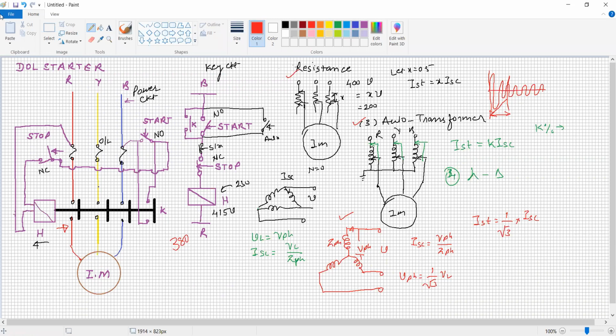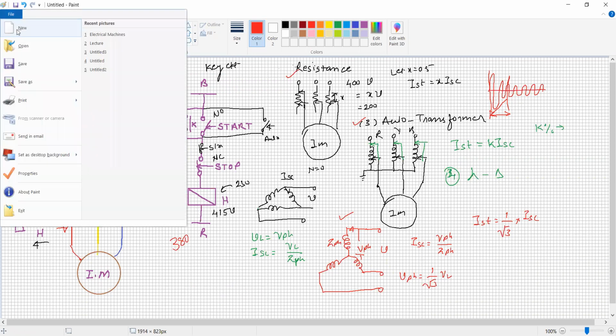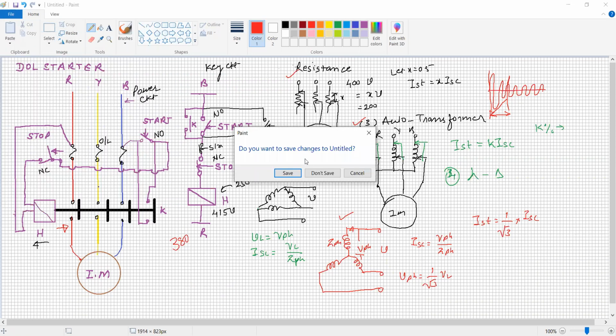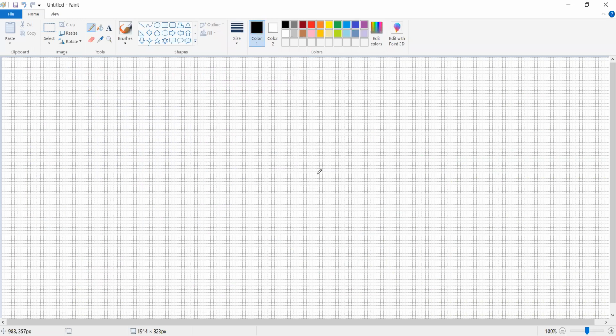Now, first we will take direct switching just for understanding purposes, and from this direct switching we can derive the equations for the different types of starters. Direct switching starters, or DOL starter, simply direct online starter.